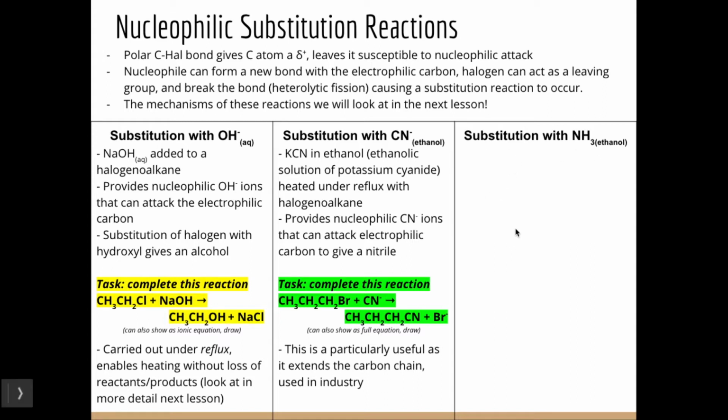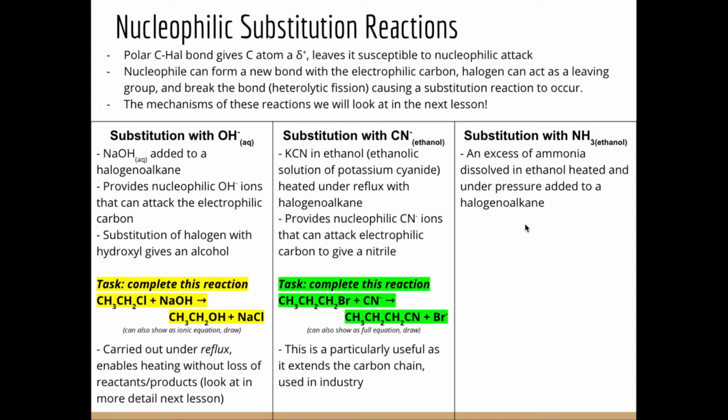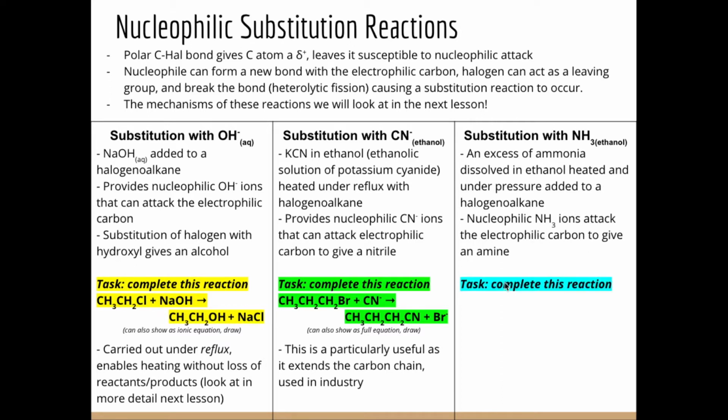Our final one, substitution with ammonia. Again, ethanolic solution of ammonia as opposed to aqueous. Excess of ammonia dissolved in ethanol, heated under pressure, added to the halogenoalkane. Nucleophilic NH3 molecules attack the electrophilic carbon to give an amine. Here's the third one. Can you complete this reaction? This time we have our chloroethane with ammonia. What would we form to get the amine?